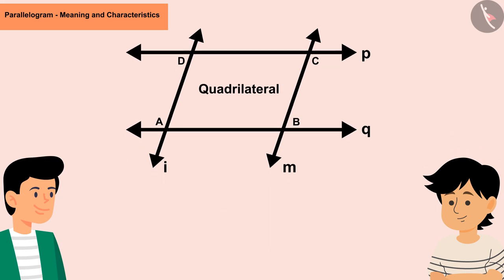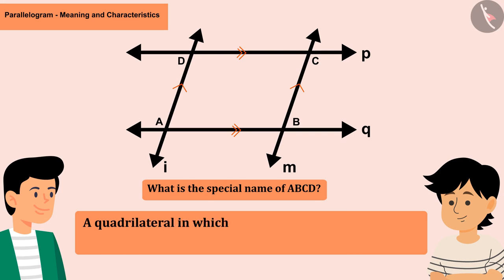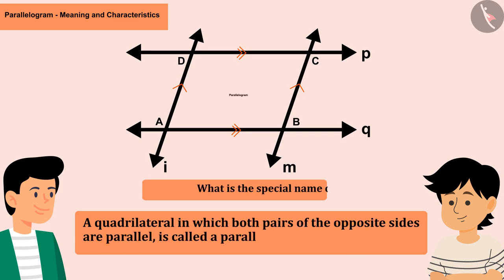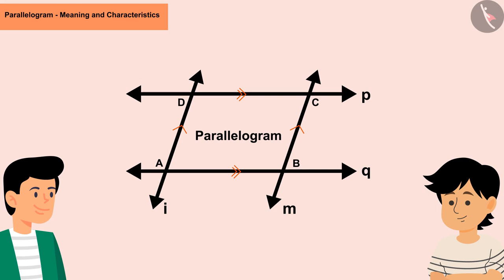So can you tell Raju, what is the special name of quadrilateral ABCD? This shape is made up of two pairs of parallel lines. A quadrilateral in which both pairs of the opposite sides are parallel is called a parallelogram. So let us now understand the characteristics of a parallelogram.